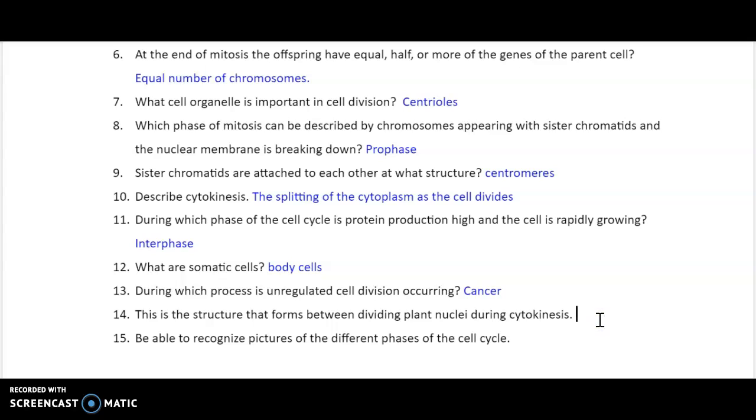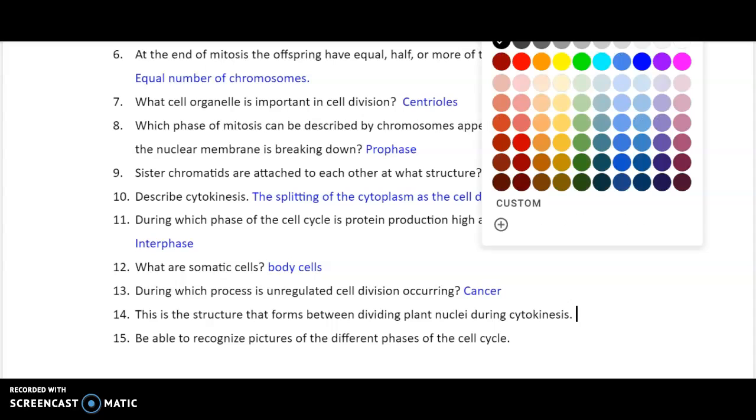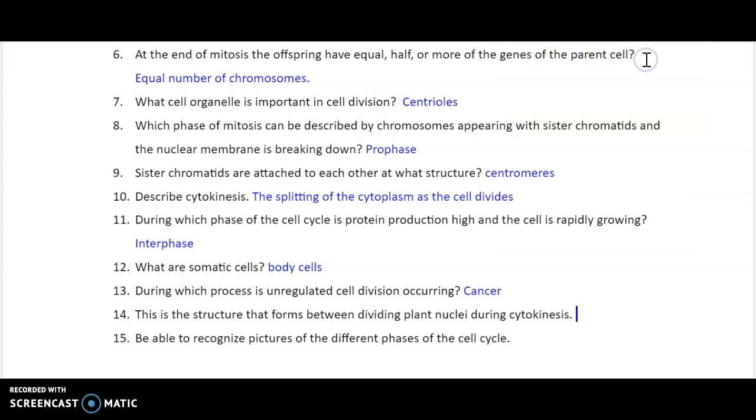Number 14, this is the structure that forms between dividing plant nuclei during cytokinesis. Plant cells have the cell wall, so it's not easy for it to just pinch in two like the animal cells do. So when a plant cell is undergoing cytokinesis, it makes what is called a cell plate. And then that cell plate will become part of the cell wall for those sister cells. So, cell plate.